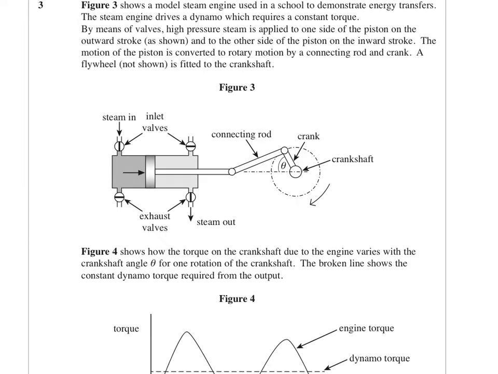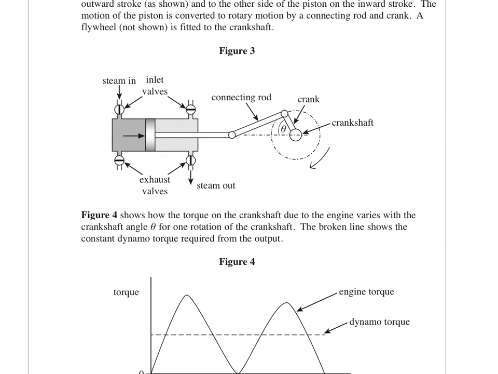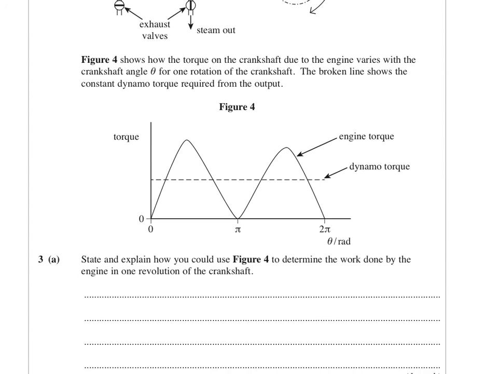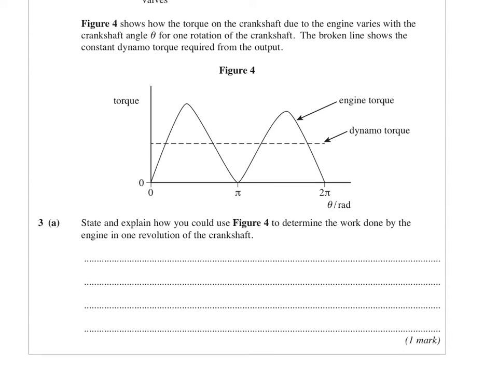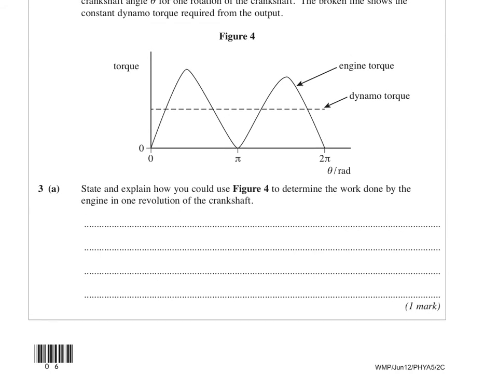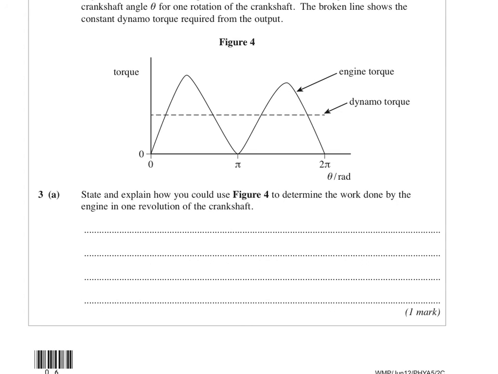The motion of the piston is converted into rotary motion by the connecting rod and crank. A flywheel is also fitted to the crankshaft. Figure 4 shows that the torque on the crankshaft due to the engine varies with angle, and also shows what we're looking for in terms of the steady dynamo torque. State and explain how you could use figure 4 to determine the work done by the engine in 1 revolution of the crankshaft.